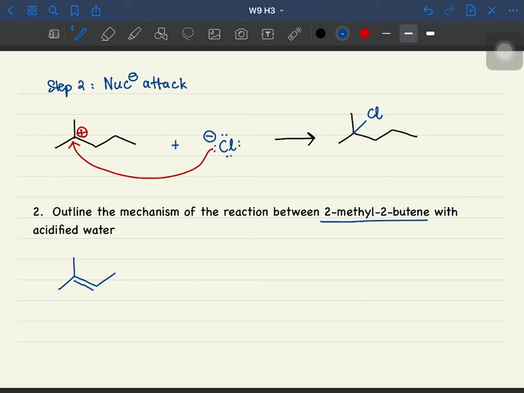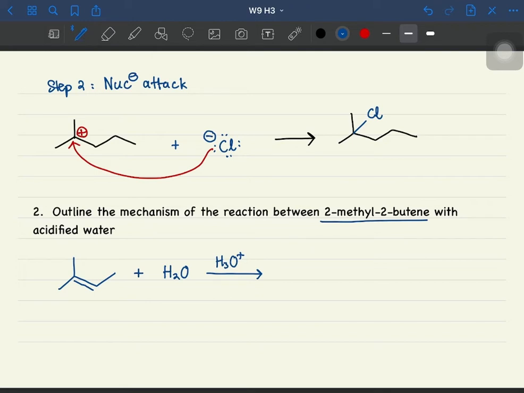With the reaction of acidified water, we are going to react it with H2O in acidified conditions. So we're going to have H plus or H3O plus. So let's say I have this H3O plus. Then this reaction is going to add the OH and also H. Since we have a combination of 2 species to be added, we need to look at whether they are going to follow Markovnikov or not.